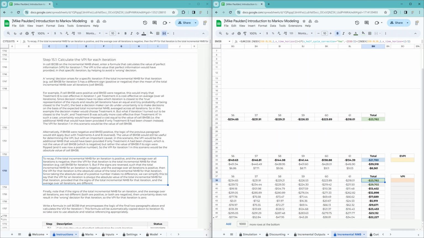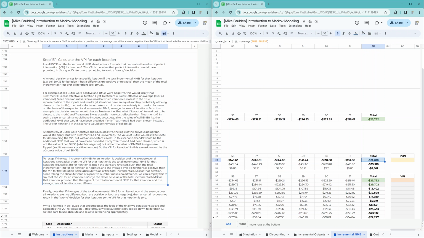However, we don't know that this iteration is the truth. Any of them could be. And so we go with our expectation, which is negative, and we say that treatment B is not cost effective. Okay. So in that case, our uncertainty would have caused a problem if this were positive. And if the signs are reversed, right? But it says, but if the signs are reversed such that the total incremental net benefit for an iteration is negative, which it is, and the average is positive, okay, well then we also have an issue, right? Because treatment B is not cost effective, but we would expect that it is.